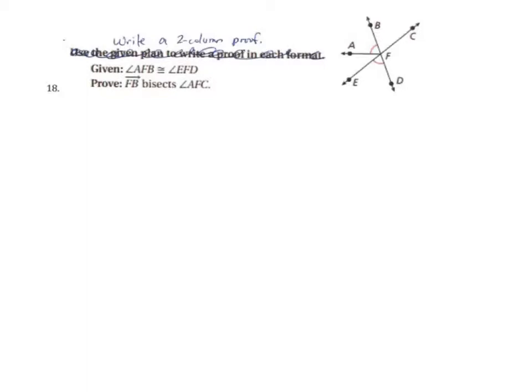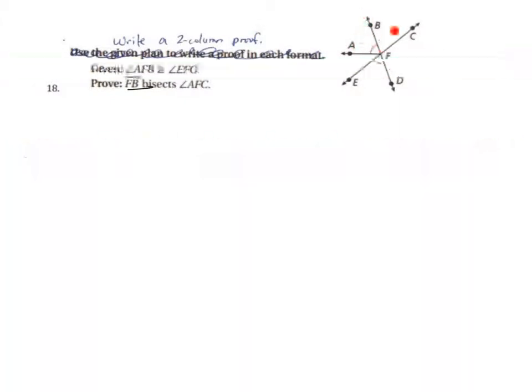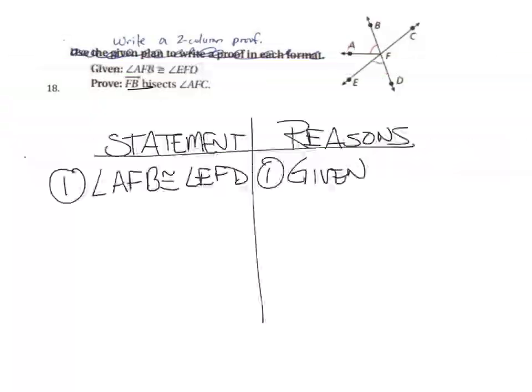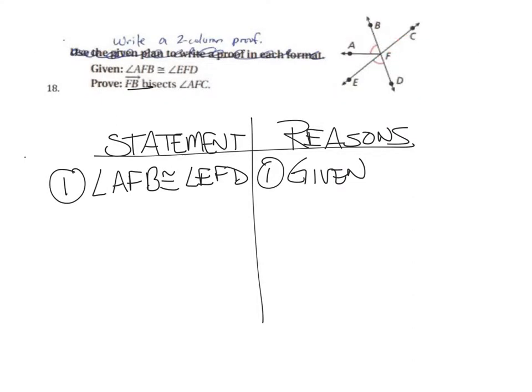So if we look at the given in this problem, the given says that angle AFB is congruent to angle EFD, which have been marked. We want to prove that ray FB bisects angle AFC. Now remember what a bisector says. A bisector states that we have 2 angles that are congruent. So we have to prove that these 2 angles are congruent. So let's first write down our given. So we have our given written. But now, if we need to prove these congruent, we have to figure out a way.